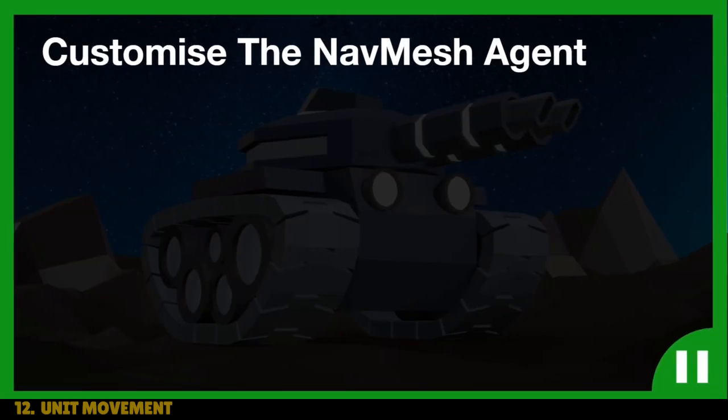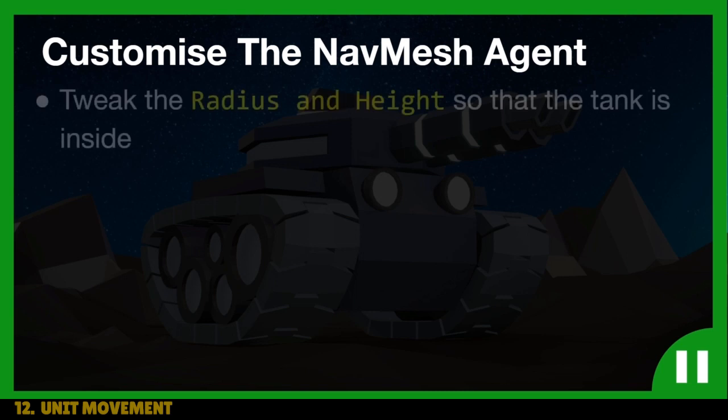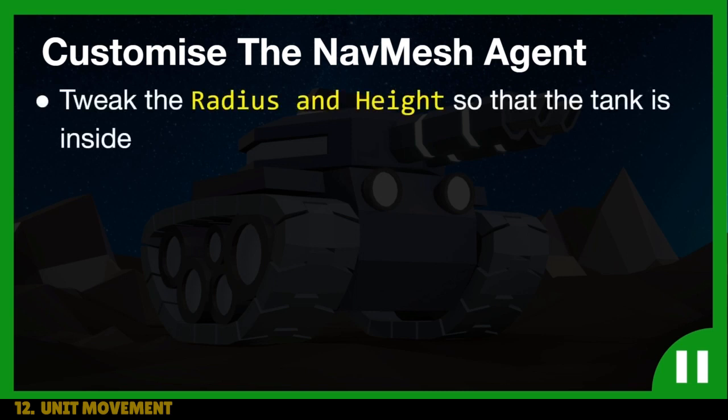To customize the navmesh agent, there's 2 steps here. Step 1 is kind of more important, which is to tweak the radius and the height so that the tank is inside. Otherwise, when we start adding walls and obstacles, the tank will be able to pass through them or like clip through them. It'll be a bit weird. Just make sure that the tank fits nicely inside. Doesn't have to be perfect as long as the majority of it is in there, and I'll be showing you my settings in a minute.